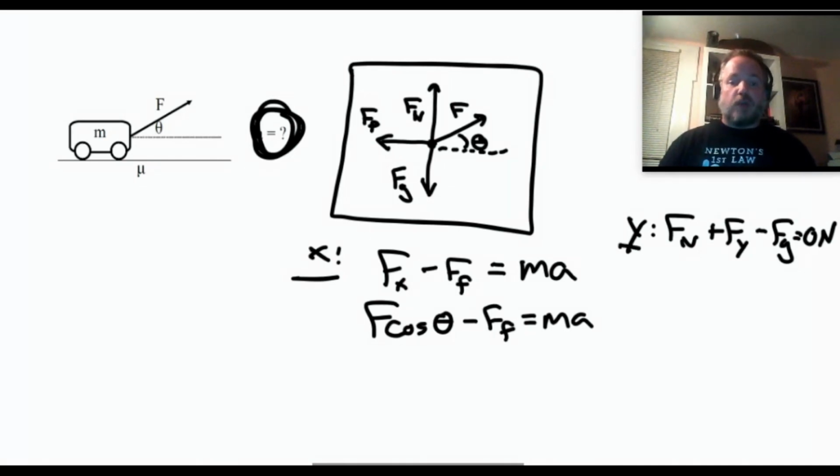So those are our two equations, one for the x direction, one for the y direction. That's how useful free body diagrams are, and that is what you're expected to be able to do with them.